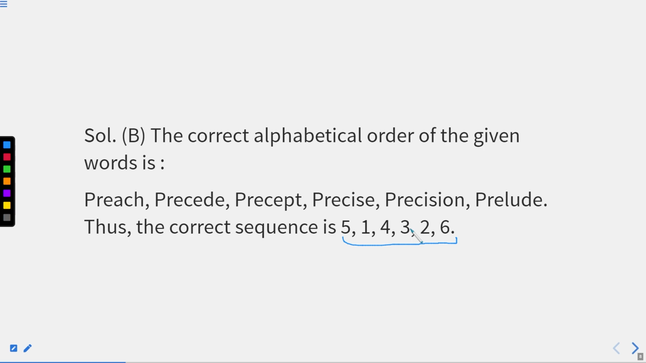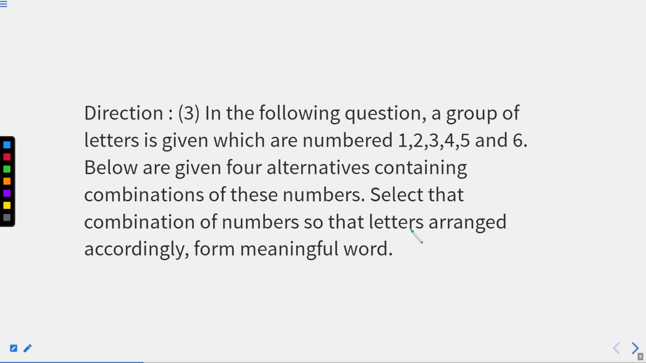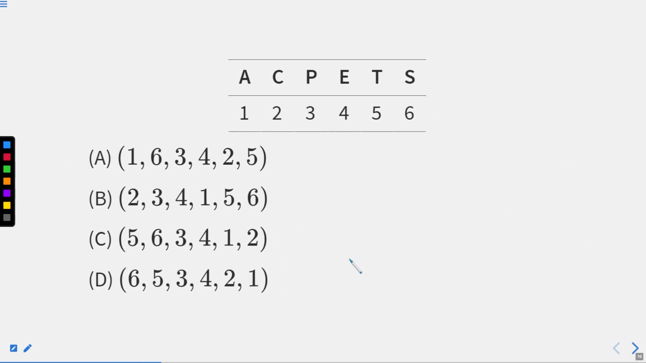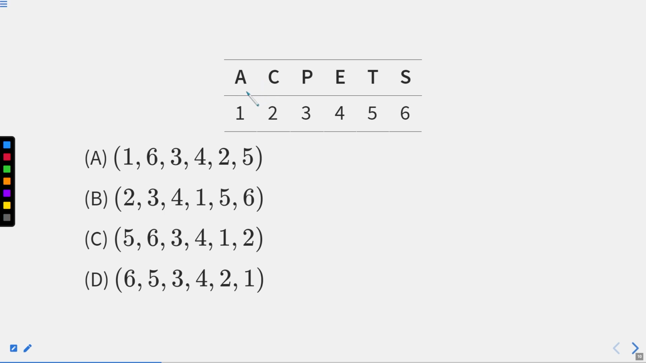Now we are moving on to the next question and the next concept as well. For the next question, we have some directions. We need to follow these directions holistically. For question number 3: in the following question, a group of letters is given in which the numbers are marked from 1 to 6. Below are the 4 given alternatives containing combinations of these numbers. Select the combination of numbers so that the letters arranged accordingly form a meaningful word. So here in this question, you are given certain letters: letter A, letter C, letter P, letter E, letter T and letter S.